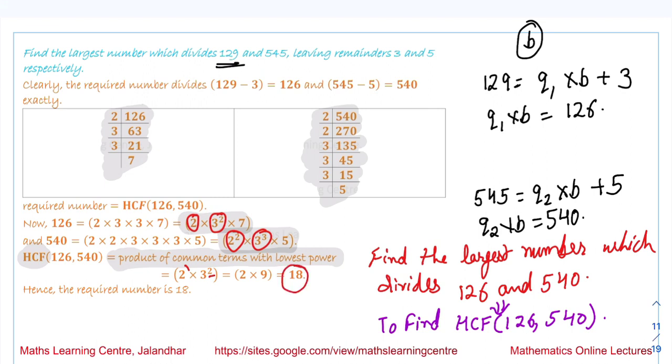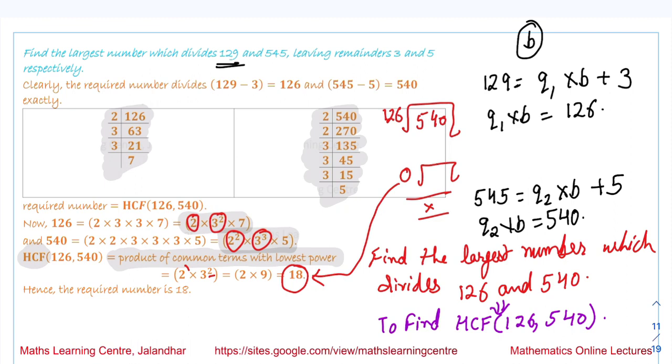Or the second method we have is, you start dividing 540 by 126 till you get the remainder 0. Whatever answer you get over here, that will be 18. So that procedure you can also use. It is up to you how you want to solve these types of questions. You can use any one of these two methods.